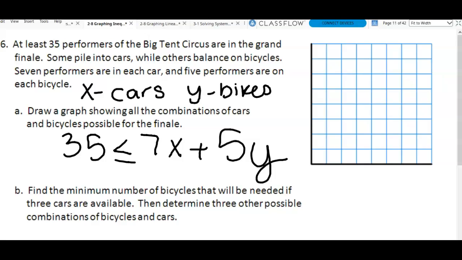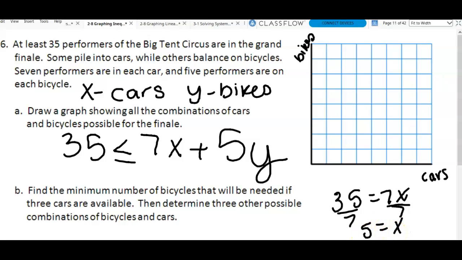So x represents cars. Y represents bikes. So if I have all cars and no bikes, all cars, no bikes, means Y is equal to 0. How many cars do I have? Wait, 7 or 5? Oh, I have no bikes, which means Y is 0. I thought we were doing the Y. Well, let's do it 0, 7.